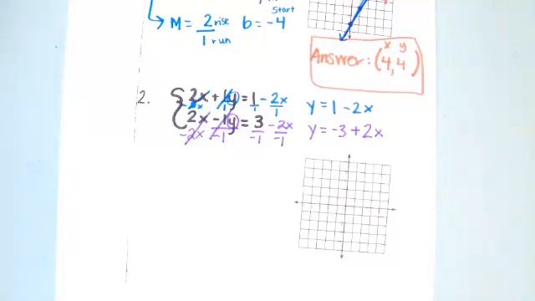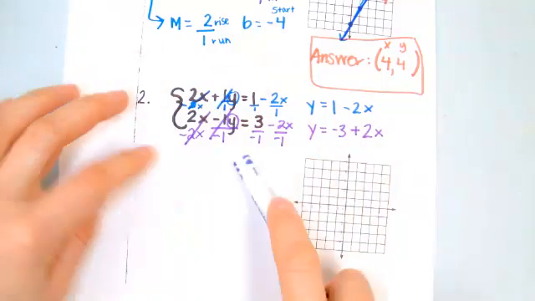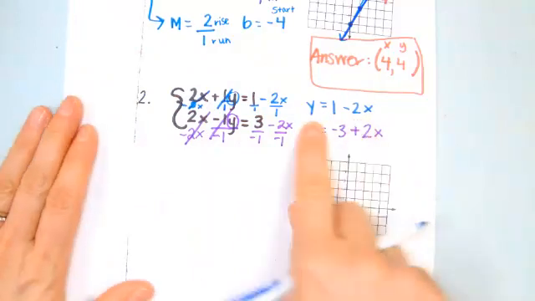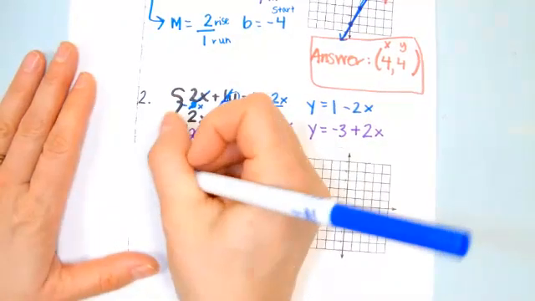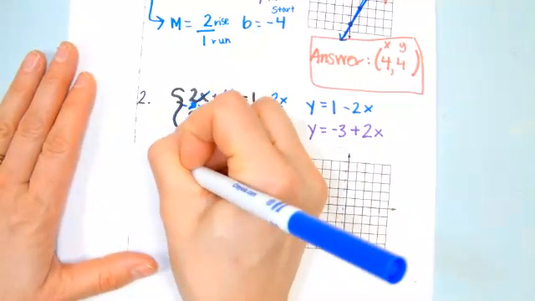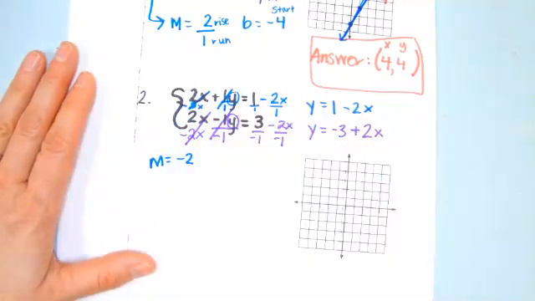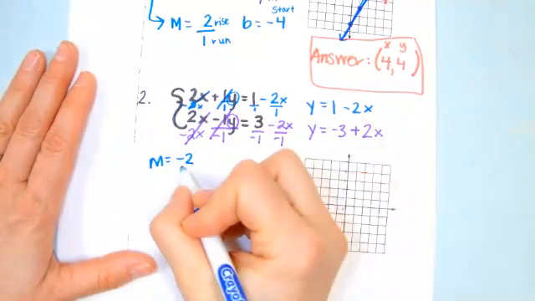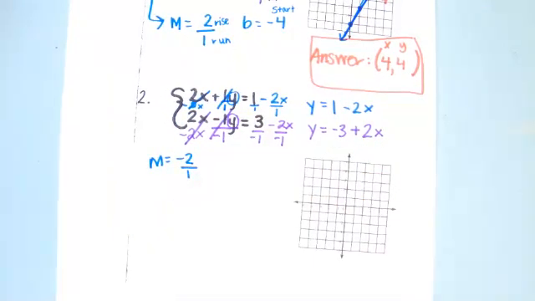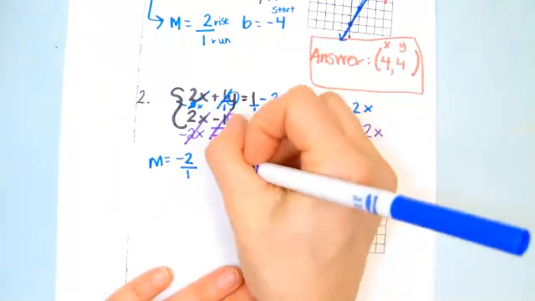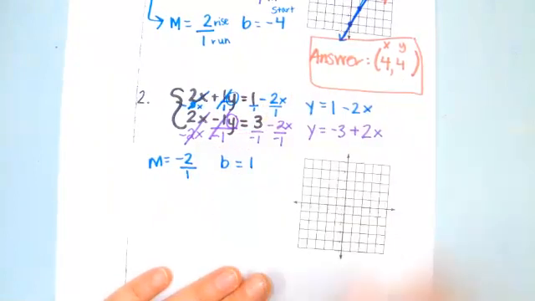And now we've got to put them on the graph. Of course, I don't have a ton of space over here, so I'm going to do my work over here. I'll color code it so you can see. I'm going to start with the blue, the first one. My slope, my m for that, the one next to the x, is negative 2. And I know I need a rise and a run, so right away I'm going to put it over 1. My y-intercept is the one without the x, so my b value is 1.